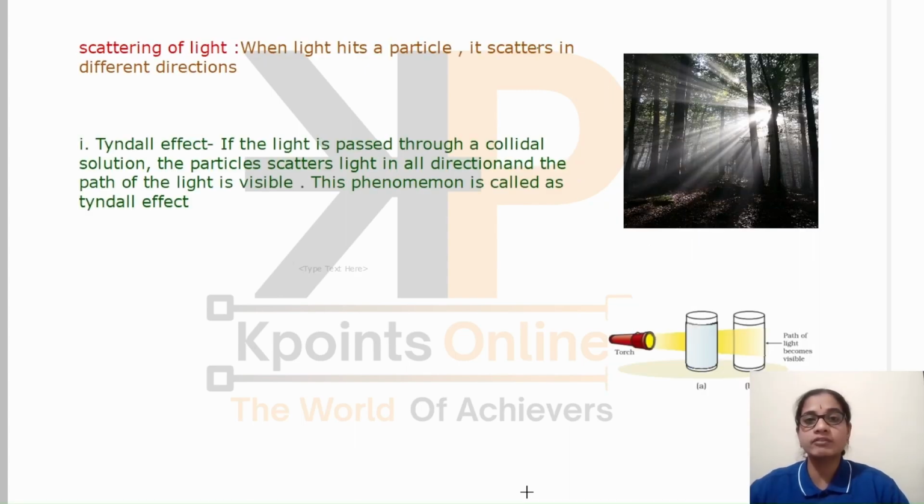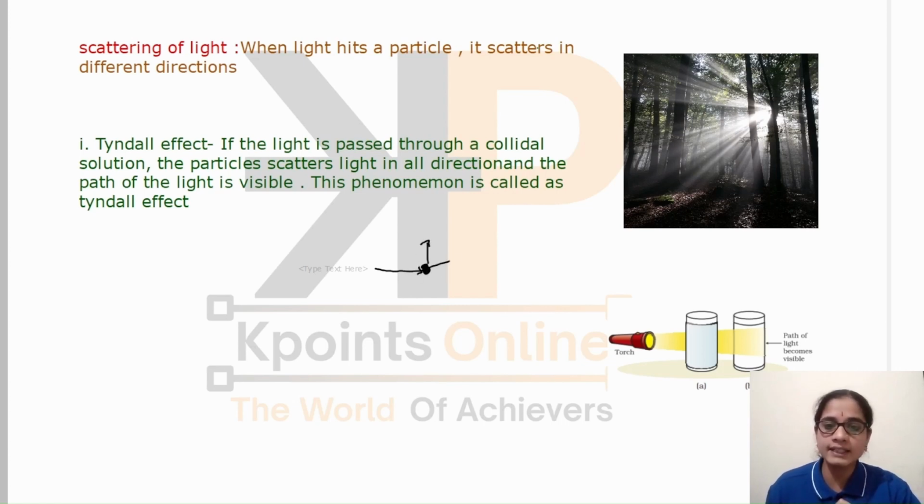Now we are going to understand one more phenomenon of light here, that is scattering of light. Whenever the light hits any particle, it will scatter in different directions. Whenever the light rays coming from the sun hit the particles present in the atmosphere, because our atmosphere is made up of many particles like dust, smoke, tiny water droplets, many other gases, the light coming from the sun hits the particles of the atmosphere. What happens here? Once it hits the particles, this light is scattered in different directions. This phenomenon is called scattering of light.